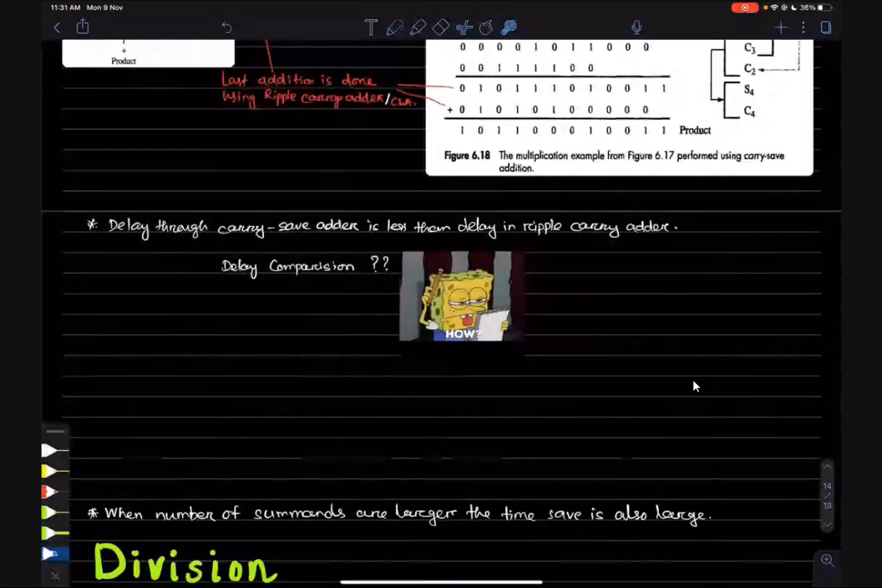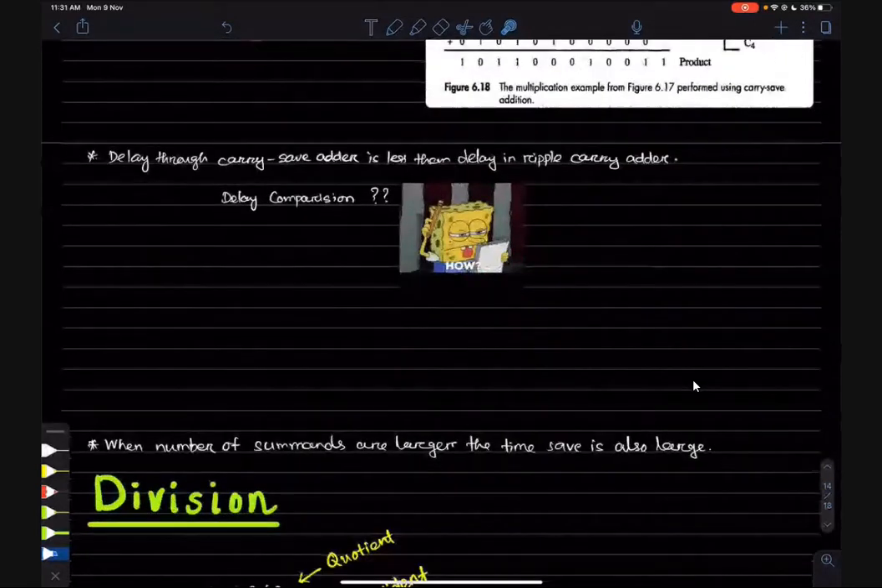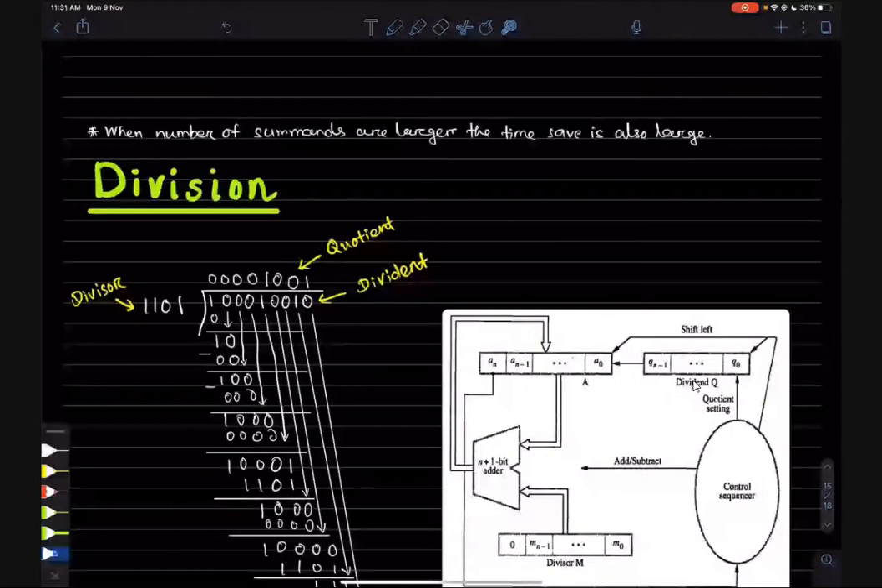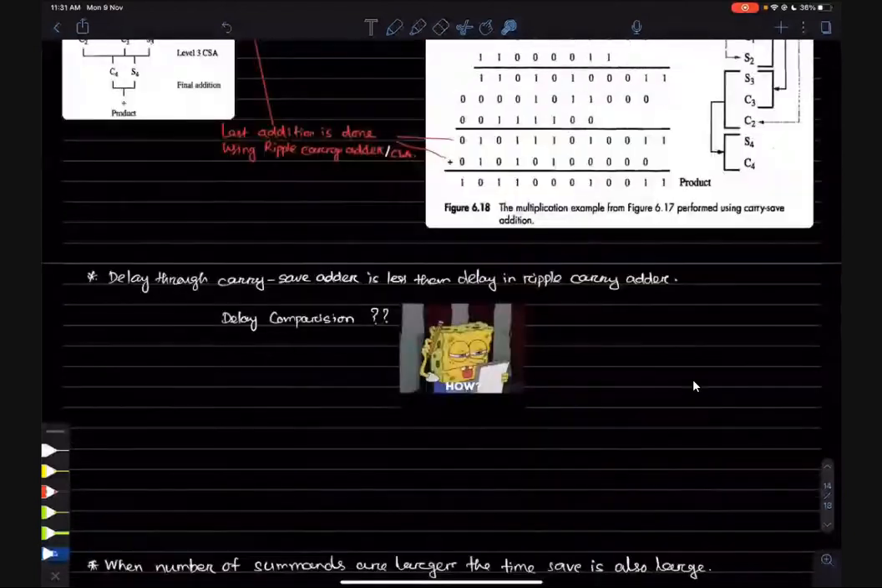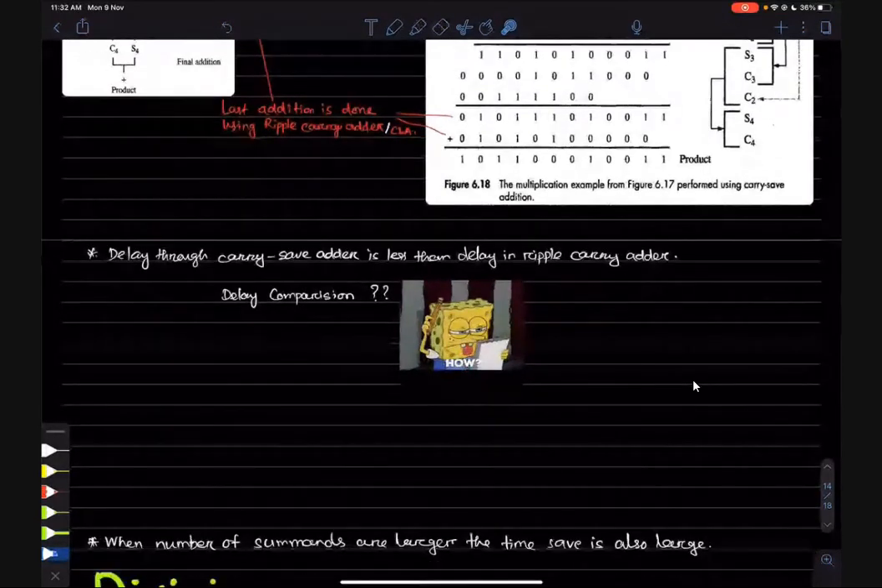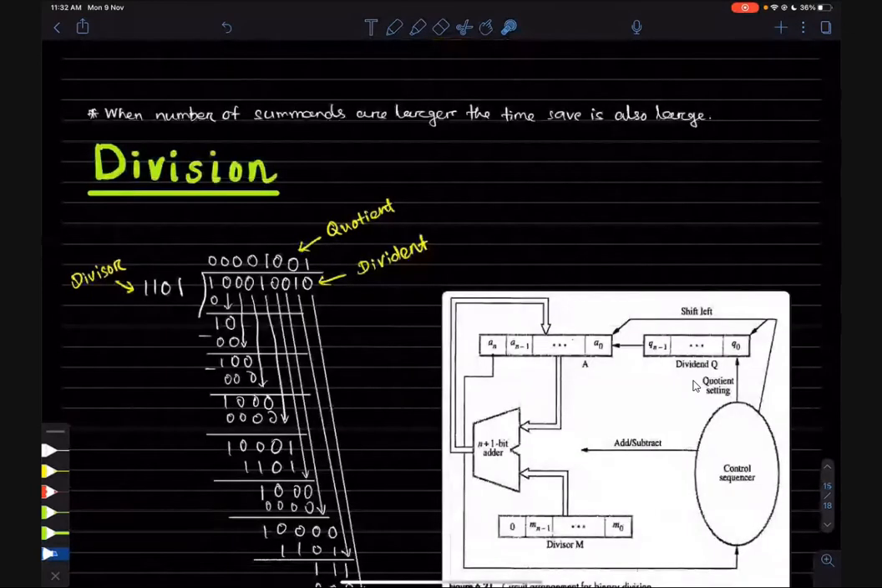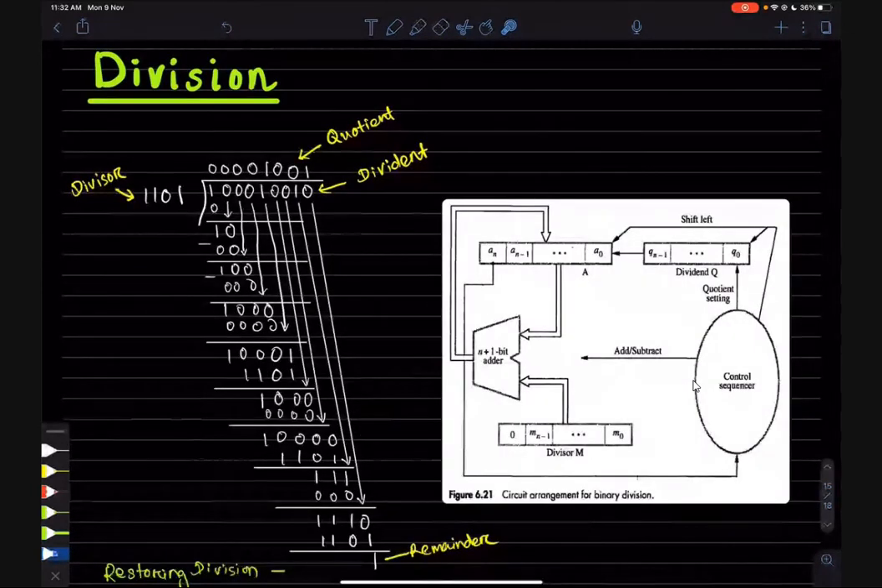Okay, done. So after this we will go to division. Till then, if you have any doubt in the previous topic, you can ask. Otherwise we will move to division. Okay, no doubt. Then we'll start with division.